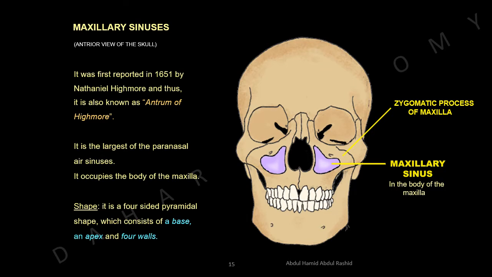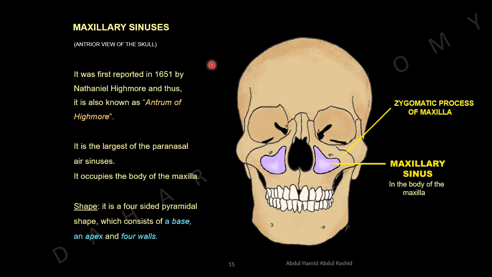This is the anterior view of the skull. We are going to discuss the maxillary sinuses. This is the zygomatic bone. This is the maxillary bone. This is the zygomatic process of the maxilla. This part is the body of the maxilla.